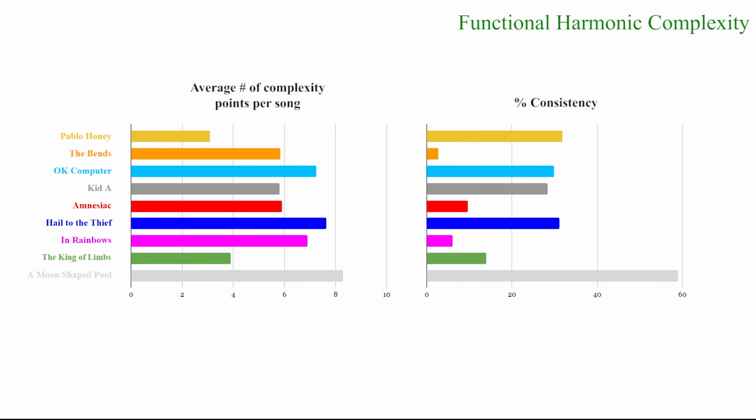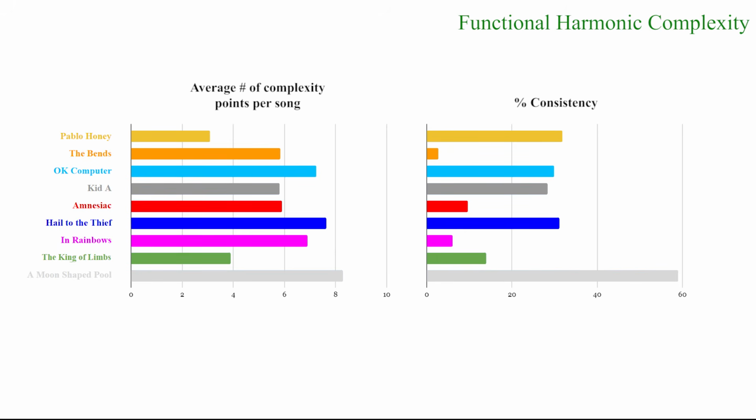To begin with, not only is A Moon-Shaped Pool the most complex, it is also the most consistent at 59%. The majority of songs on the album have at least moderate complexity, and not even one song has 0 points. In contrast, OK Computer and Hail to the Thief have only around 30% consistency, having some of the discography's most complex songs contrasted with at least a handful of very simple songs. In Rainbows, in fourth, is even less consistent at only 6%. In fact, half the songs on the album have 2 or fewer points, while among the remainder, Faust Arp and Body Snatchers are some of the discography's most complex songs.